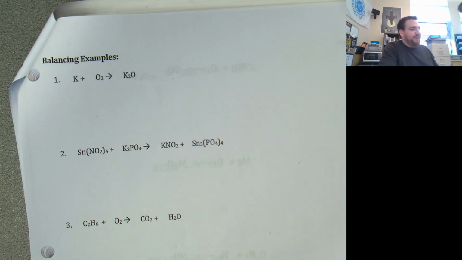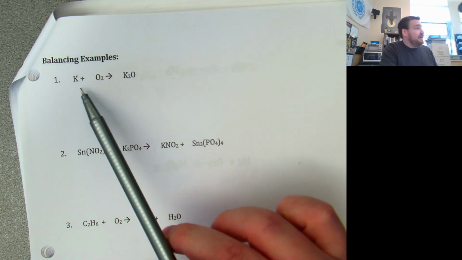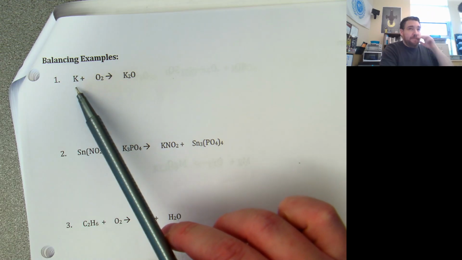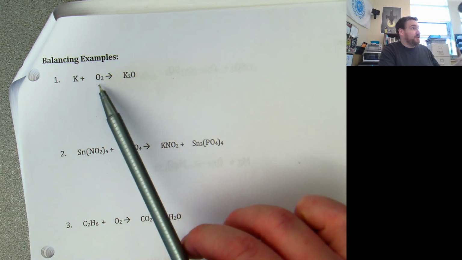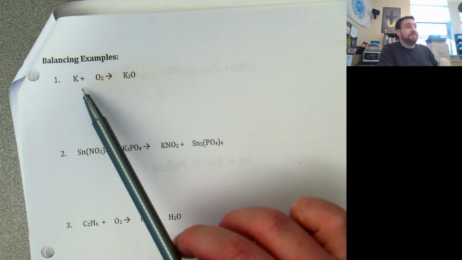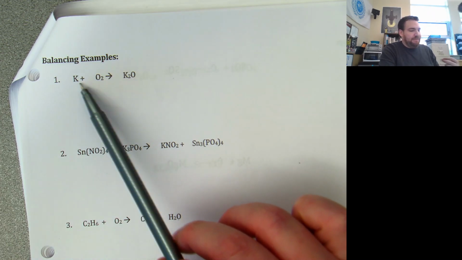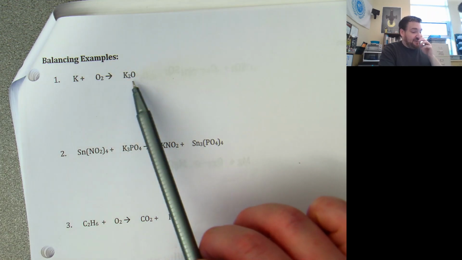Does that one work? Yeah, okay, here we go. Let's do the first one. I've got K. K is on its own. It's a metal. It's not going to be bonded with anything. It's going to react with O2. It's the same process that we looked at with magnesium. This is the rusting of potassium metal. So K plus O2, it's going to react to form K2O.